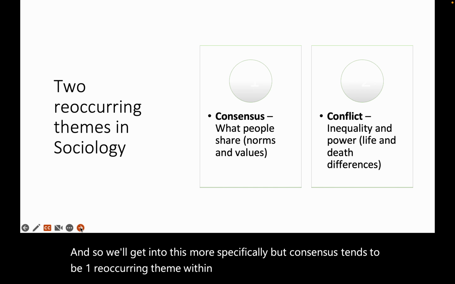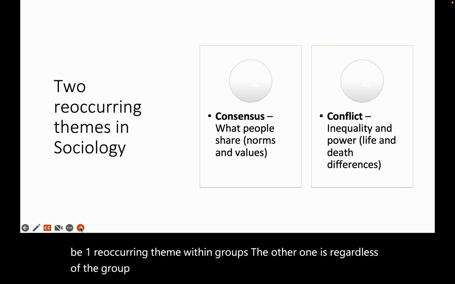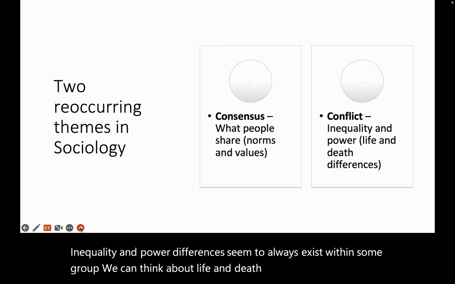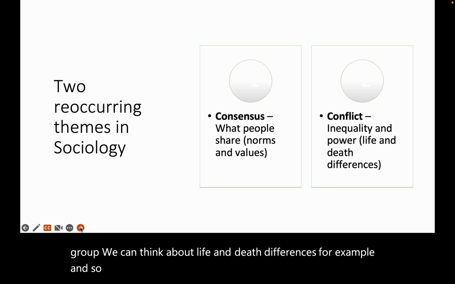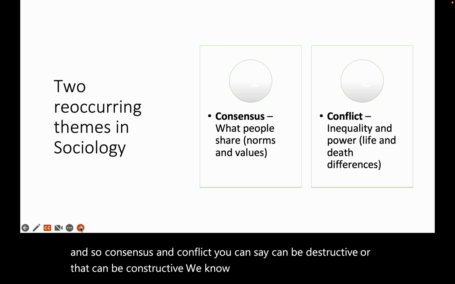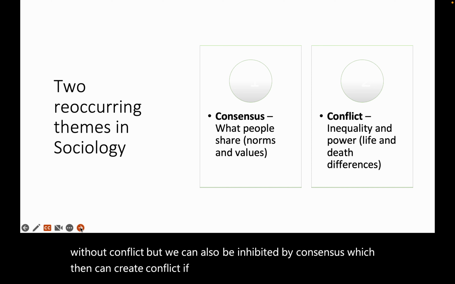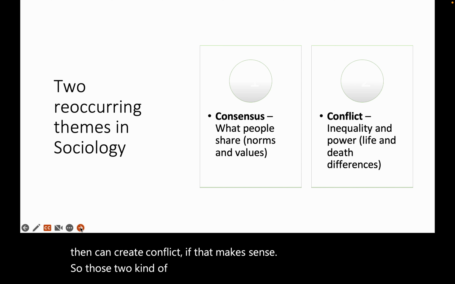The other one, regardless of the group, is conflict. Inequality and power differences seem to always exist within some group. We can think about life and death differences, for example. And so consensus and conflict can be destructive or can be constructive. We know through conflict, we can't grow without conflict. But we can also be inhibited by consensus, which then can create conflict, if that makes sense. So those two forces are common in all types of groups.